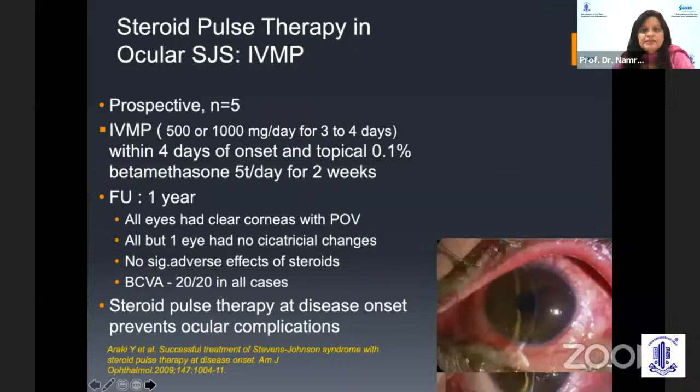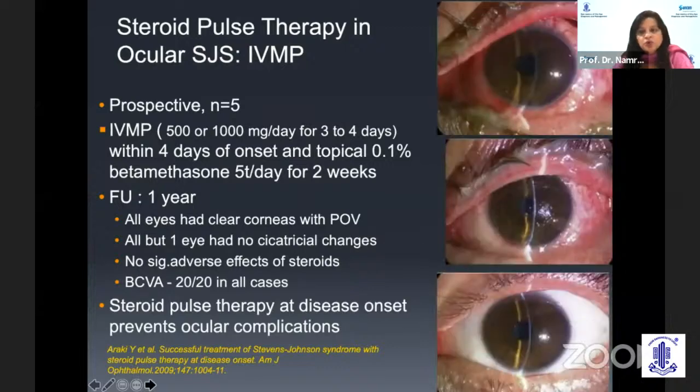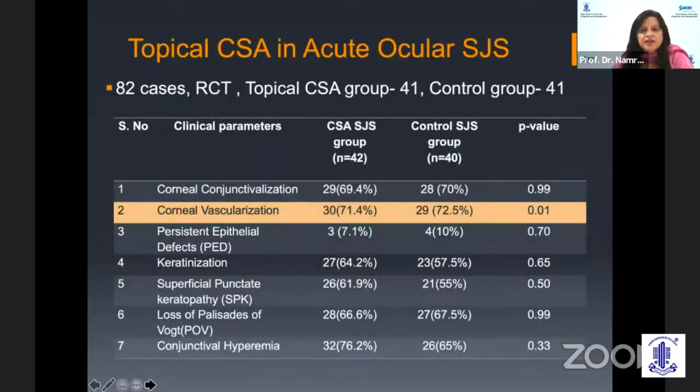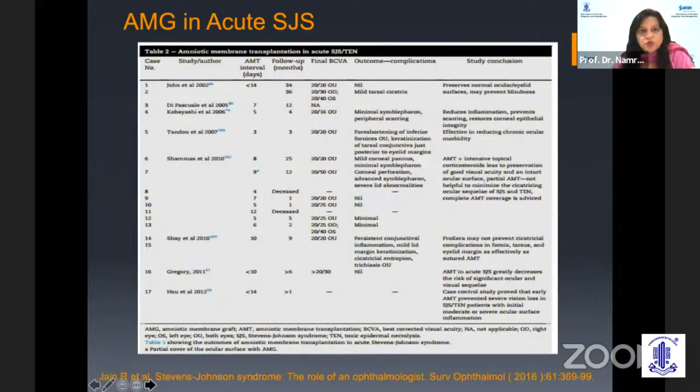And IV pulse therapy by Dr. Kinoshita's group has shown that it does decrease inflammation. Again, there is not enough evidence for systemic steroids and IV immunoglobulins because of lack of studies. We did a study of the use of topical cyclosporin in acute SJS. This was a randomized controlled study, and all the parameters were comparable except for corneal vascularization, which we found less in cases where topical cyclosporin A was given as compared to the control group.